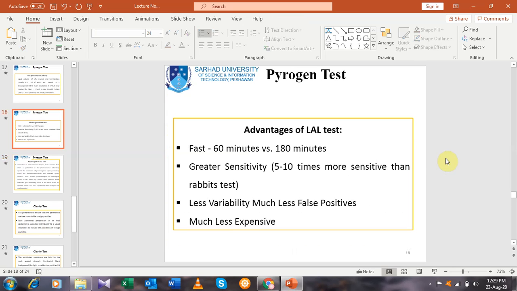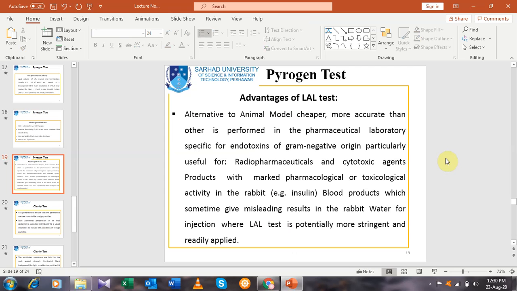We have discussed in detail the different reasons from the past: rapidness, sensitivity, variability, expense, and an alternative to animals. If we have animals, that is rabbits, and we are performing the test and the product is a radiopharmaceutical or cytotoxic agent, having marked pharmacological or toxicological activity in the rabbit, there may sometimes be misleading results. The results are not ensured to be accurate and precise.